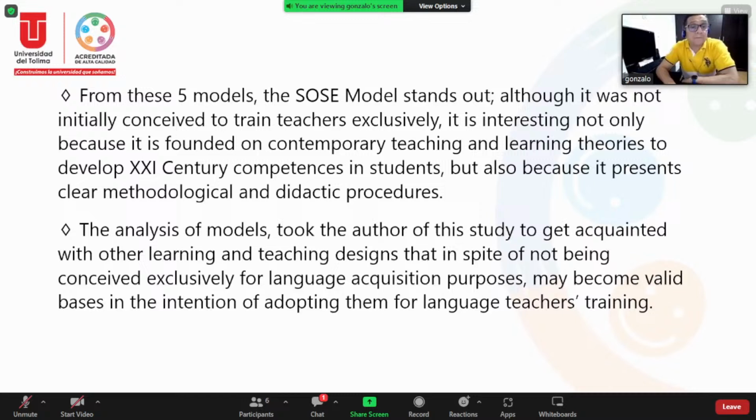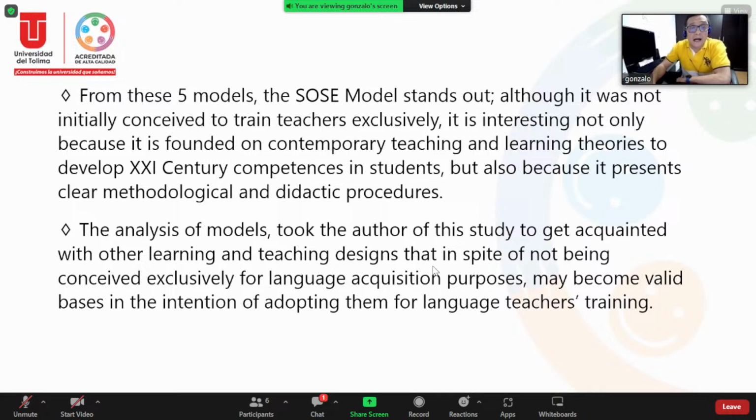From those 5 models, the one that stands out is the SOS model that I already explained, the sheltered online scaffolding environment, with 3 moments that I already showed you. And it's interesting, the model, not only because it's founded on contemporary teaching and learning theories for the development of 21st century competences in students, but also because it presents clear methodological and didactic procedures that other models didn't show, right? This model is based on theories like discovery learning, active learning, project-based learning, task-based learning, constructivism, the theory of Vygotsky. So it's really a very complete model that I really like.